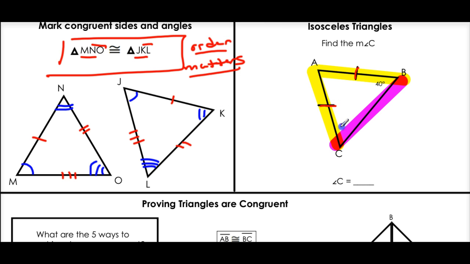This will also be 40. Let's do that a little darker. The base angles are congruent. Those will be the same ones. You can use that little trick, it'll help you out a lot. Now to find the measure of angle C, we've already done it, and that is that.